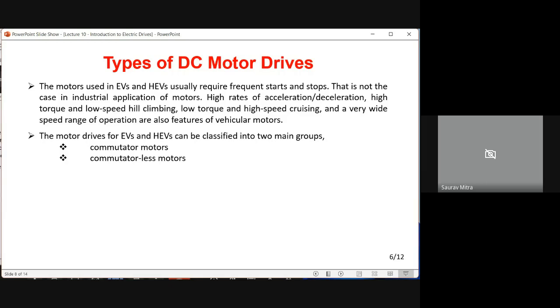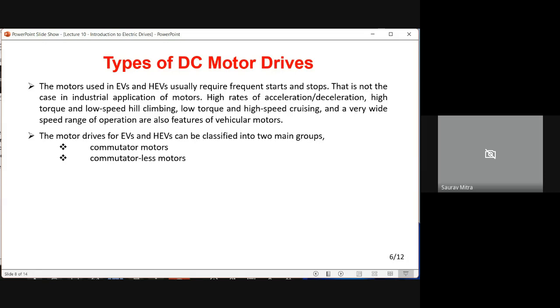So EVs and HEVs motors can be classified into two main groups. One is the commutator motor and one is the commutator-less motor. Now, the main problem with the commutator motor is that it is connected with a brush, and the brush is connected to the commutator, and they are actually touching each other, because the brush is carrying the electricity from the supply and connecting it to the commutator.